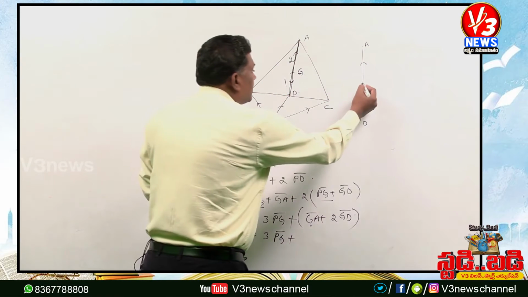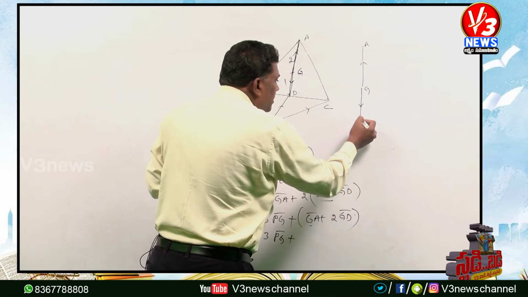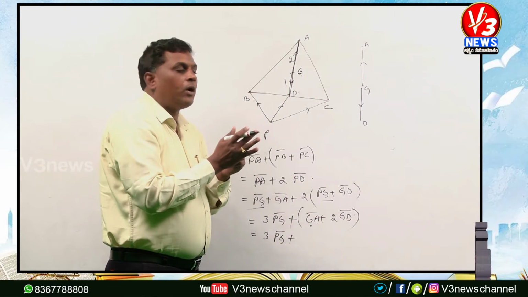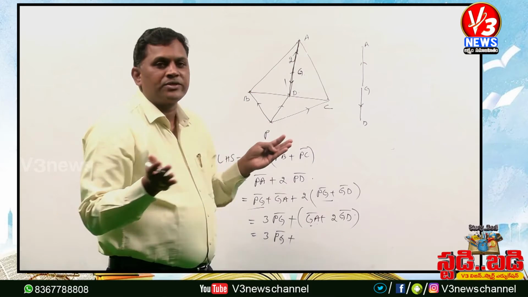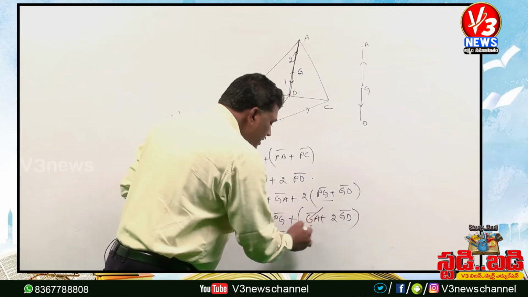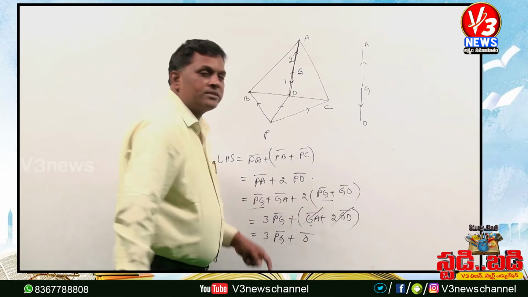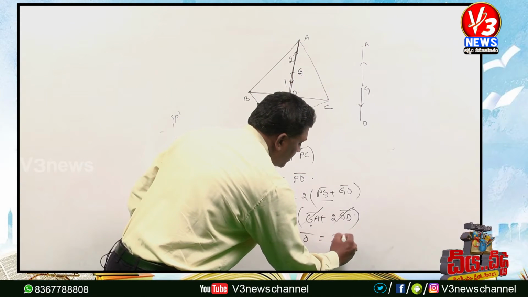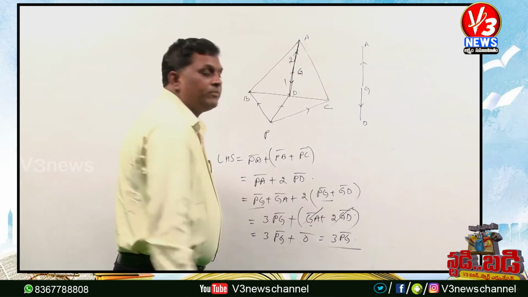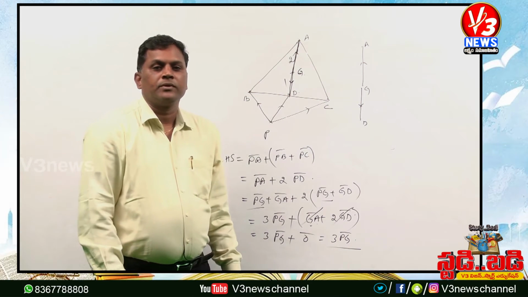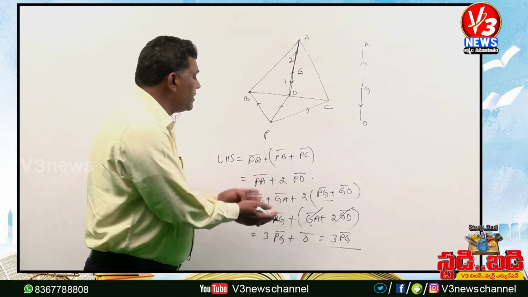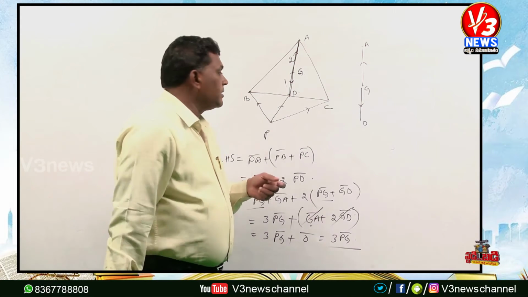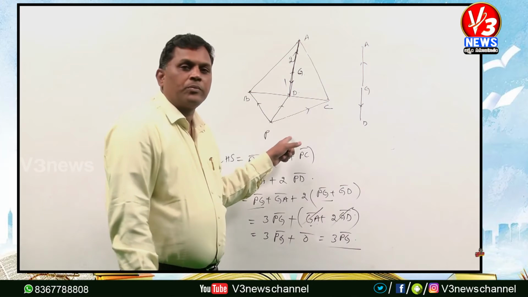Therefore, GA bar and twice GD bar are equal to each other in magnitude and opposite in direction. That is why they nullify each other. The result will be 0 bar here. Therefore, what result are you getting? Thrice PG bar will come. So this is the logic involved in solving this typical problem by simply using our median property.